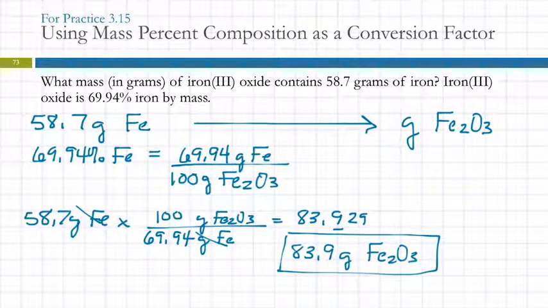For sig figs in this percentage, percent by definition is per 100. So this 100 is an exact number. The 69.94 is not exact. That has 4 sig figs. This had 3, so I rounded this to 3. Any questions?